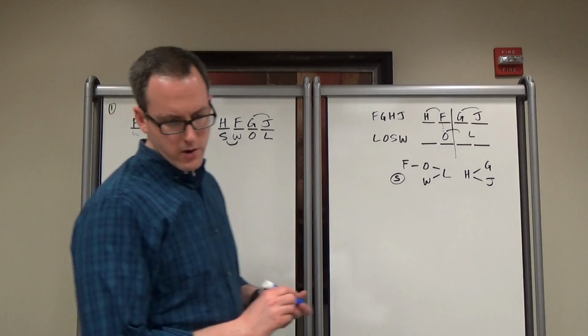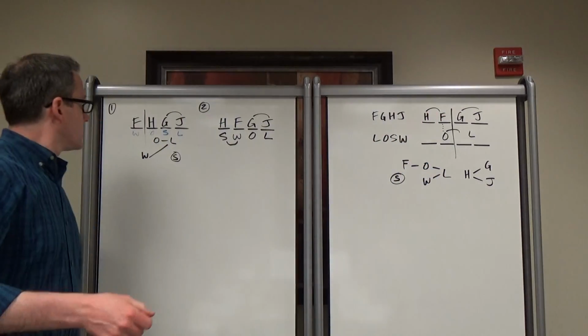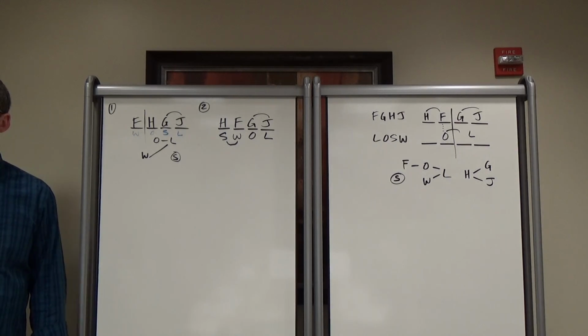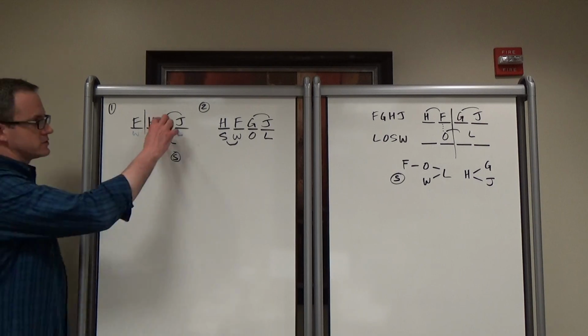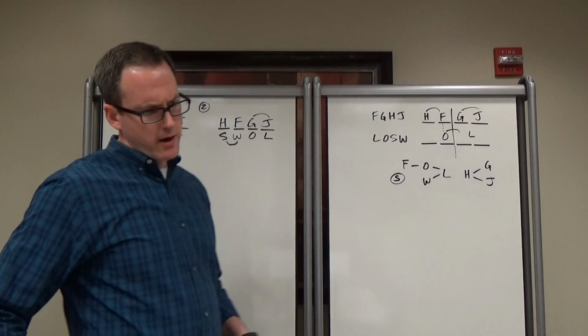Okay, so what could be true? L is 3rd. Could that be true? Yeah. We could switch GS and JL. Okay.